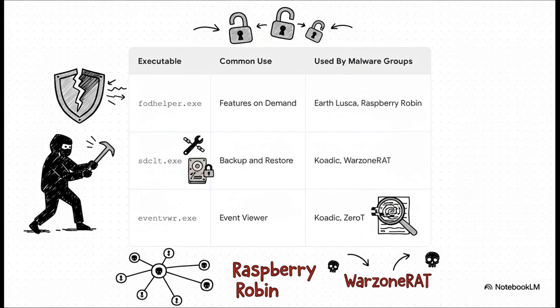And look, this is not just a theory. Bad guys use this stuff all the time. They target everyday Windows tools you'd never suspect, like FODHelper.exe for managing Windows features, or SDCLT.exe for backups. And as you can see here, real-world malware groups like Raspberry Robin and Warzone Rad use these exact programs to silently take over a machine.